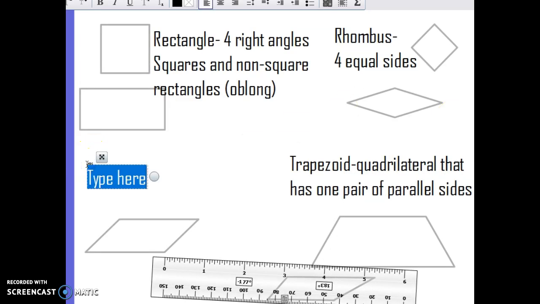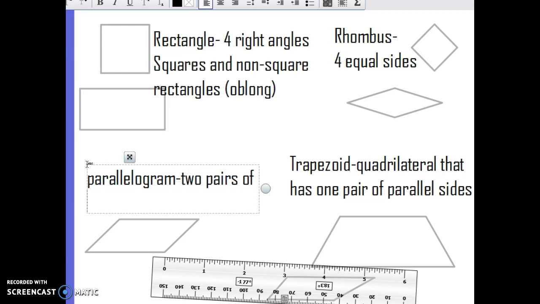So the last word that we talked about is a parallelogram. Okay, and this one has two pairs of parallel sides.